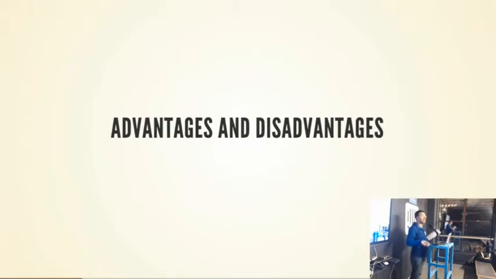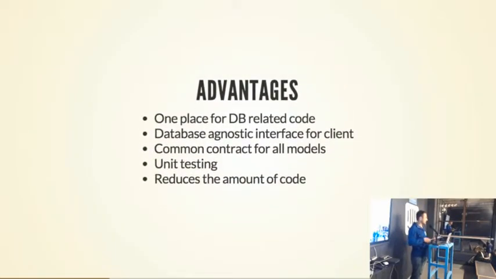What are the advantages and disadvantages of using a data layer and providing a data layer with ORM, object relation mapping, or ODM, object data mapping? I will start with the advantages. The main advantage is one place for all DB related code, and we could easily change our persistent storage. Let's say we change an SQL database to a NoSQL database. But usually in a real application, that never happens.